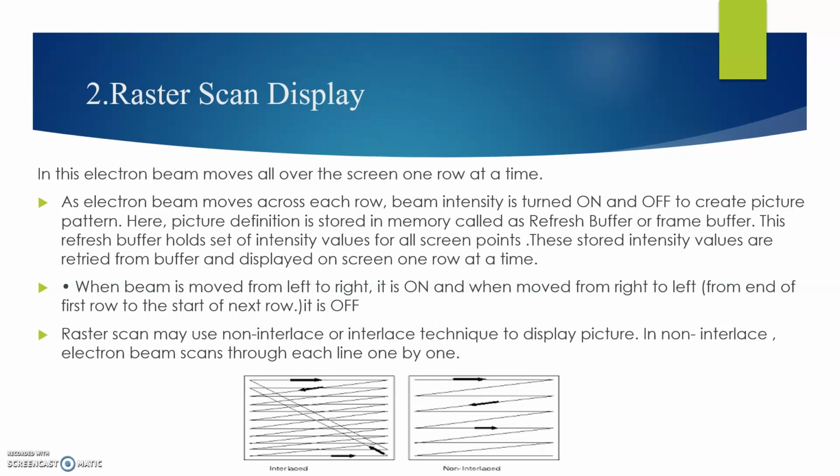For raster scan display, there are three components. First, the frame buffer, which is also called the refresh buffer. It is the refresh storage area. Second is the display device, which converts the electrical signal into visible images. Third is the display controller, the interface that transmits the contents of the frame buffer to the video display.